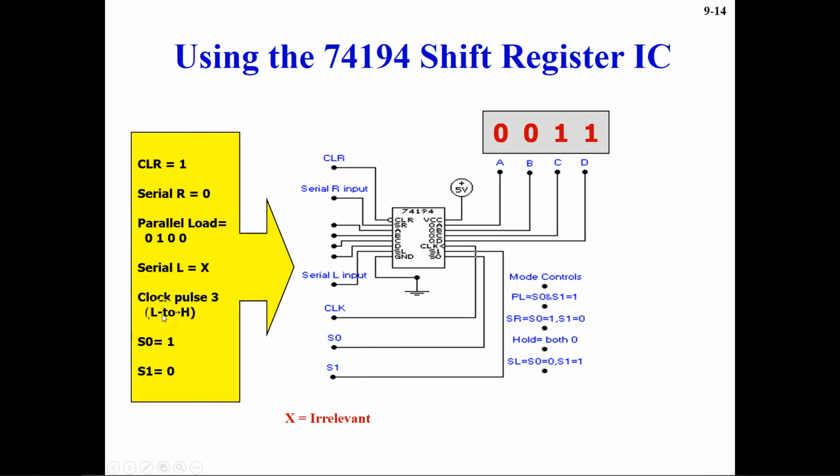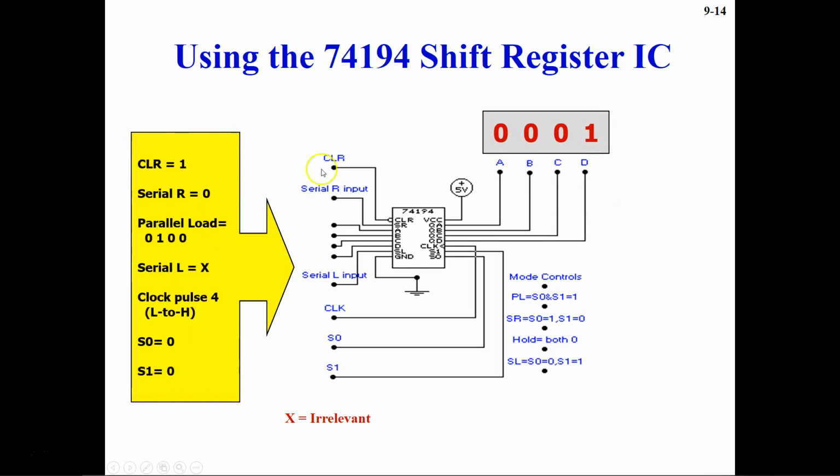Now for the next pulse we have clock pulse 3. When clock pulse 3 is sent, the parallel load is 0, 1, 0, 0, serial R is equal to 0, and S0 is equal to 1 and S1 is equal to 0. So it is still shift right mode, and whatever output you have is going to shift. I think I'll have to move back to the previous one. It had 0, 0, 1, 1. So now when you have clock pulse 3, the data will move to the right. That's why you have 0, 0, 0, 1 here.